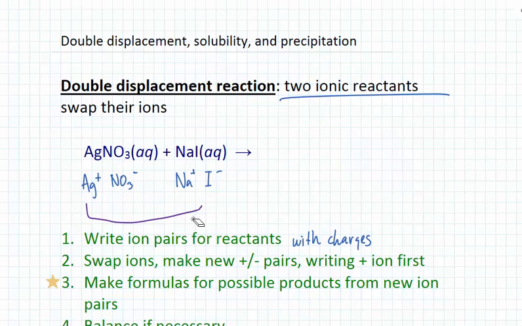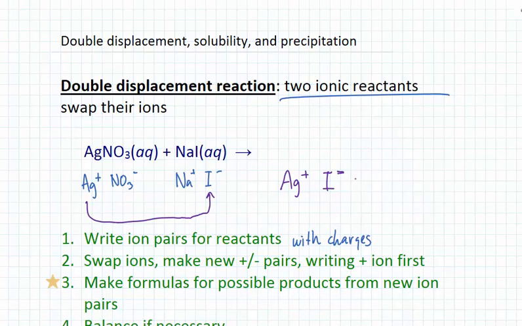will be paired with, I'm having trouble drawing this arrow for some reason. Silver will be paired with, I'll get it at some point, I promise. Why is this so hard to do? There! Silver will be paired with the iodide ion. Okay, that's a new ion pair.